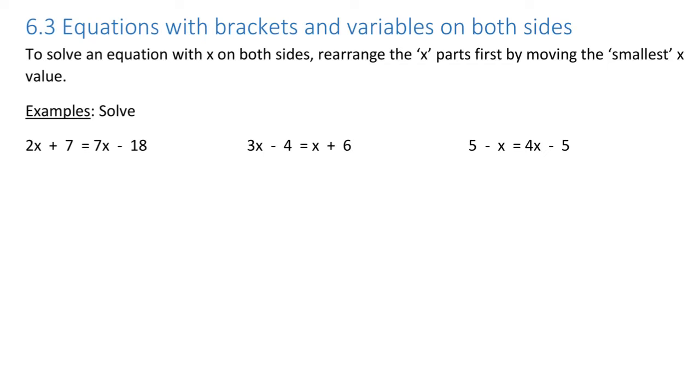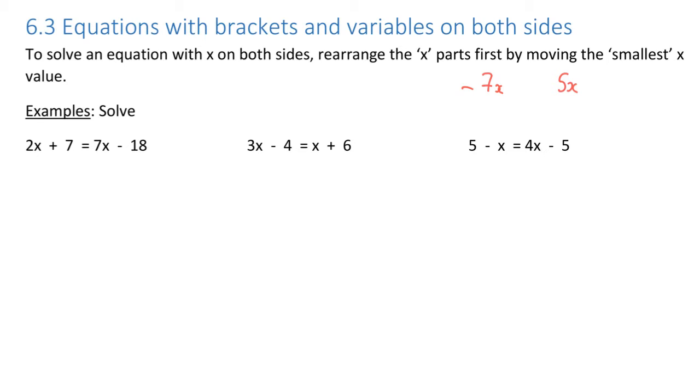Equations with brackets and variables on both sides. To solve an equation with x on both sides, we rearrange the x parts first by moving the smallest x value. And what we need to consider then is which term is smaller. If we have 7x and 5x, then it's obvious that 5x is smaller. But if we had 5x and minus 7x, although 7 is a bigger quantity than 5, 5 is bigger than minus 7x. So we'd have to move the minus 7x.